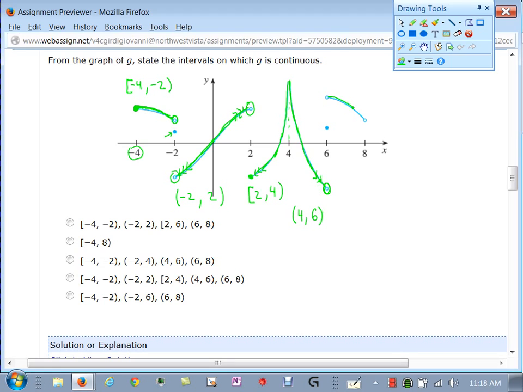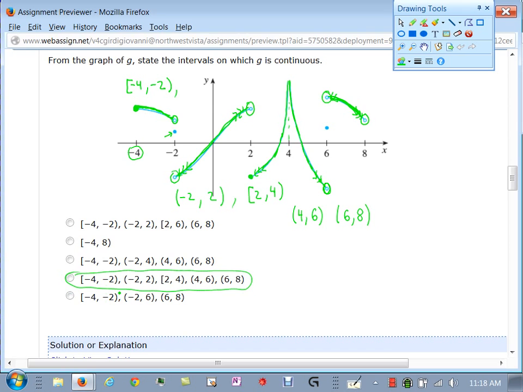And then I look at this last little segment here. Nice and continuous between 6 and 8. At the left endpoint, as I come in from the right, I have an open hole, so it's not right continuous. As I come in from the left, over here it is an open hole, so I'm not left continuous, so I cannot include the 2 endpoints. So I say from 6, not including 6, to 8, not including 8. And then we can just put commas between all of these intervals, and I believe what we get is this one right here.